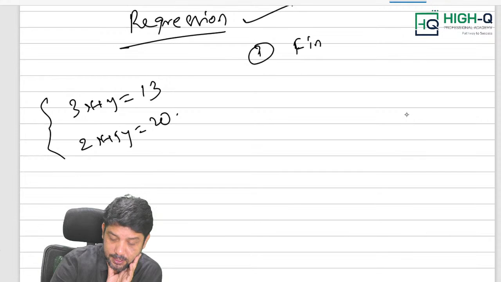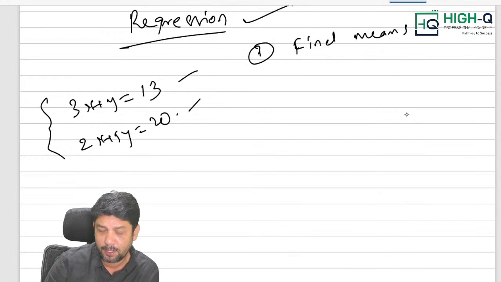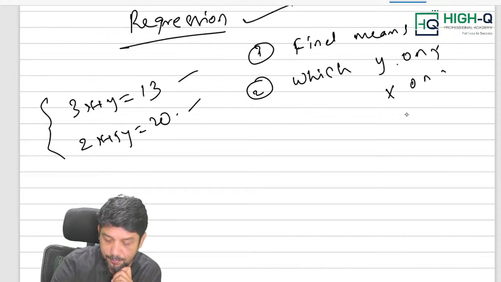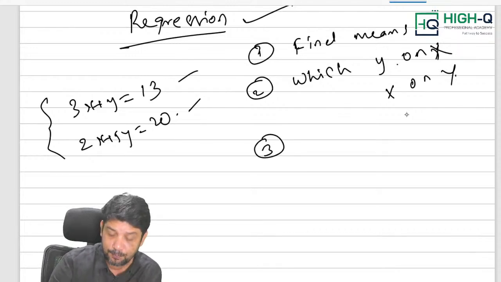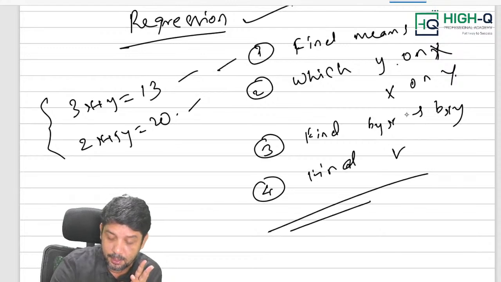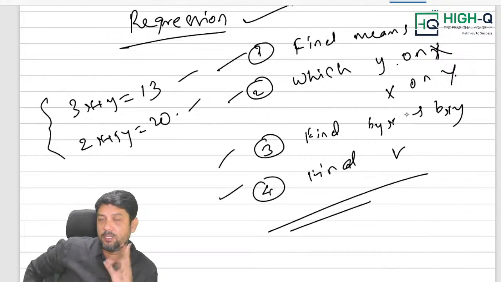One is to find the means. It's very simple. By solving them simultaneously, we'll get the values of x bar and y bar. That is the mean. Next, the second question is: which is y on x, and which is x on y? Which equation is x on y and which equation is y on x? That question can be asked. Third question, find byx and bxy. And the fourth question is, find r. Remember, out of these 4 questions, one question we are definitely expecting, my dear.